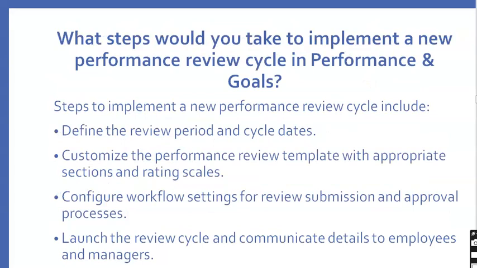What steps would you take to implement a new performance review cycle in Performance and Goals? Answer: Steps to implement a new performance review cycle include: define the review period and cycle dates. Customize the performance review template with appropriate sections and rating scales. Configure workflow settings for review submissions and approval processes. Launch the review cycle and communicate details to employees and managers.